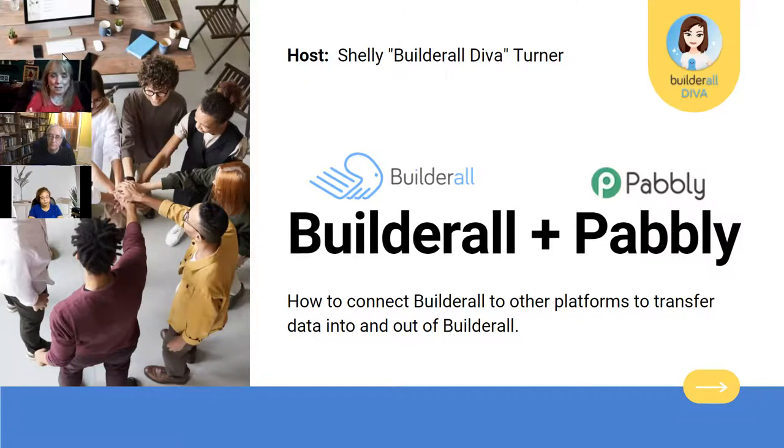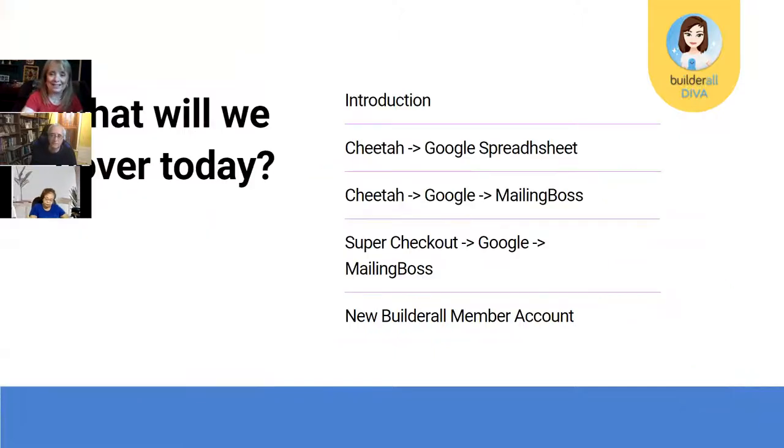Pabbly helps us do that because it can connect things like Google spreadsheets to Builderall, which normally don't talk together. But if you put Pabbly in between them, they can actually talk together and exchange data and information. So that's what we're doing today: learning how to connect Builderall to other platforms to transfer data into and out of Builderall. That's the goal. We're going to try real hard to get there.